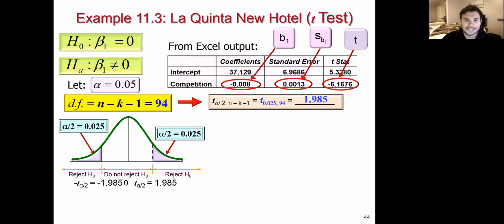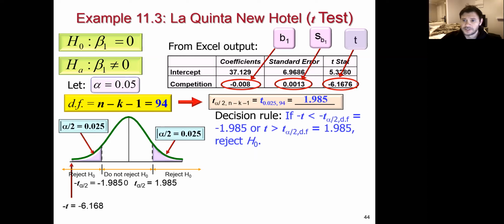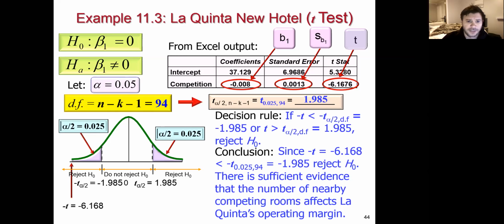And you'll note the T value for the competition coefficient is way farther to the left than that threshold, meaning we can reject that null hypothesis here. We can reject that null hypothesis. So the conclusion here is that there is sufficient statistical evidence that the number of nearby competing rooms does affect La Quinta's operating margin.